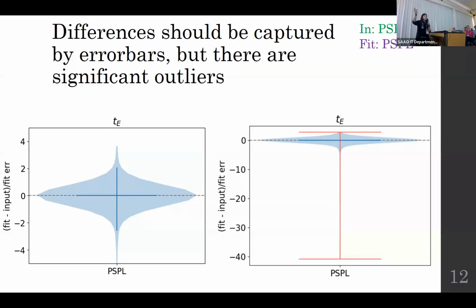There are, however, significant outliers, which are what's marked in those red lines on the other plot, where the one on the left is just zoomed in, or the one on the right, where there are significant differences. This could be because there are large differences between the fit and the input values, or that we're underestimating the errors in the fit, or both.